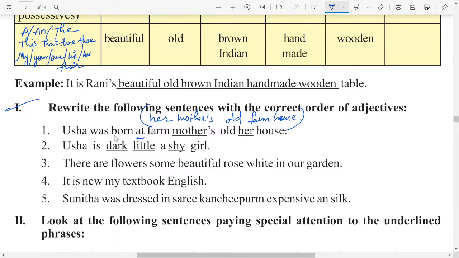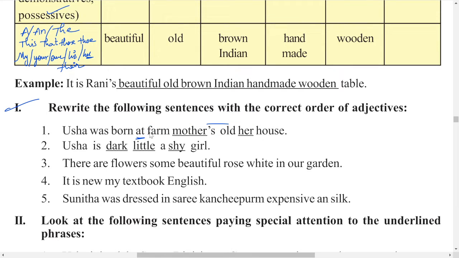See here, Usha was born at. Her, that is possessive. Her mother's, it shows the belongingness. Her mother's old farmhouse. What type of that is? That is a farm one. You can say that is kind of wooden. In this case, you can go with the type of material, farm. So Usha was born at her mother's old farmhouse. You cannot say farm old house, that is also wrong. So this is the correct order. Take note of that. I am erasing. You can just go back, pause the video and get the answer.